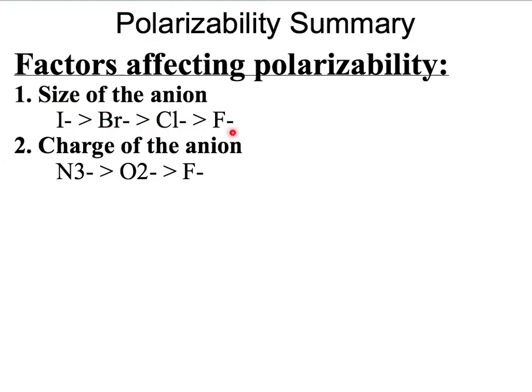Everything here is in group 17, so as we go up group 17, we get smaller and smaller and smaller, so you can't be polarized as easily. The other factor would be the charge of the anion. Here we have a larger charge for nitride versus oxide versus fluoride, so nitride can be polarized easier. All of those have the same electron configuration, but we have the larger nuclear charge at fluoride, so it's pulling harder on electrons. It'll be a little harder to polarize.